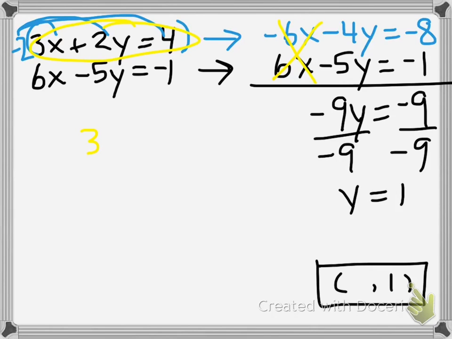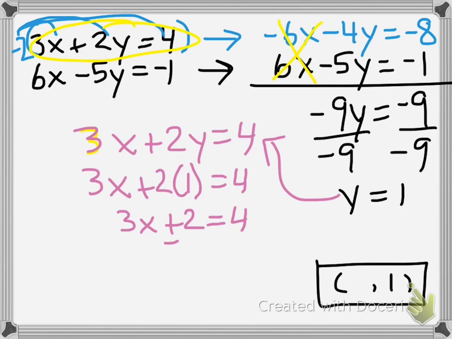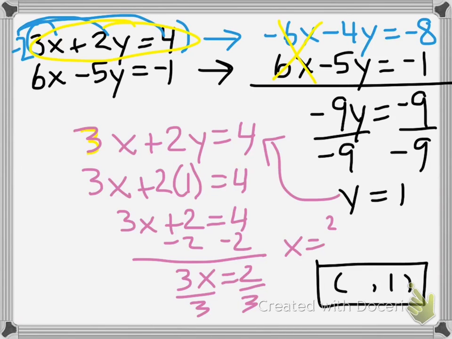So we've got, let me pick a different color, 3x plus 2y equals 4. And I am going to substitute 1 into that. Okay, trying to get x alone here. Now when I divide by 3, I do get x equals 2/3. I know that's a fraction, but that's okay.